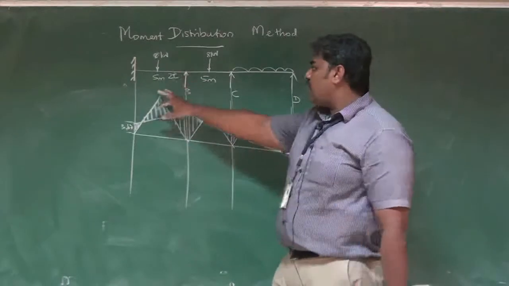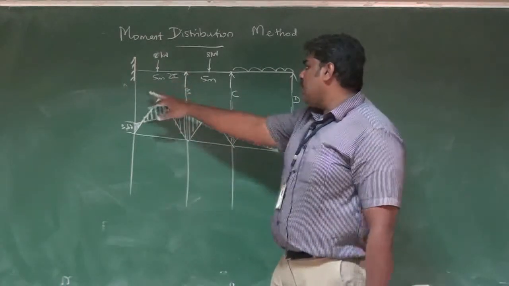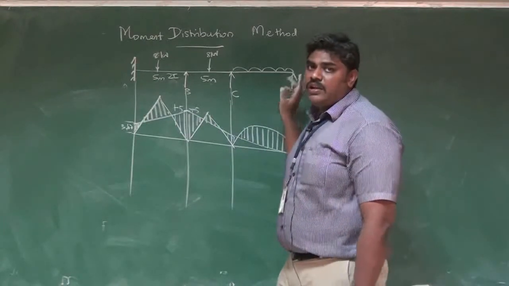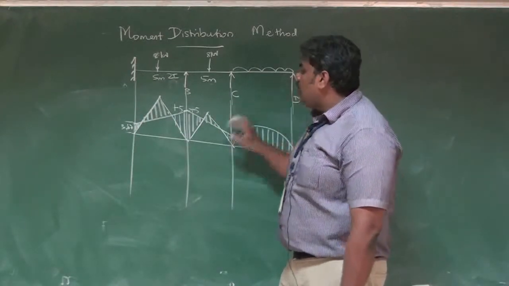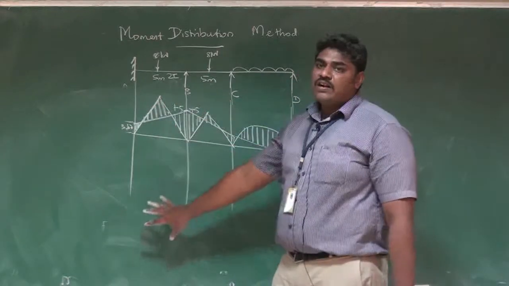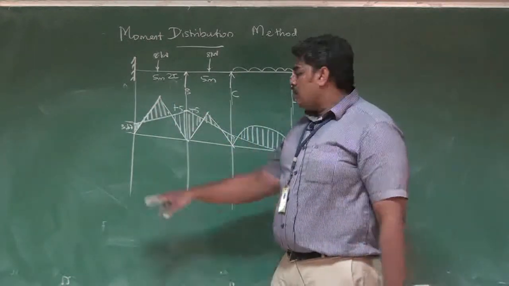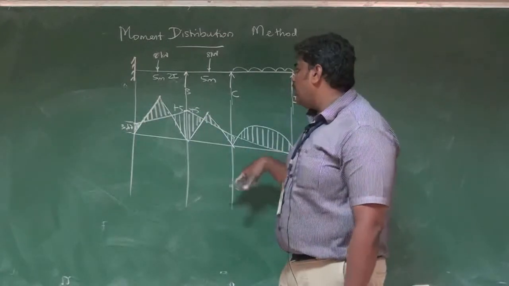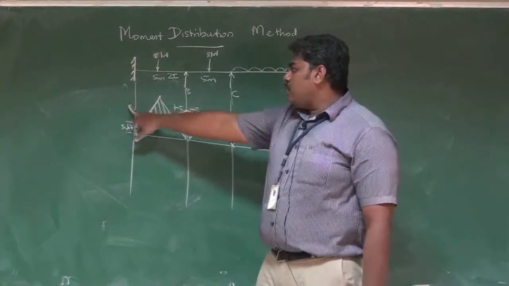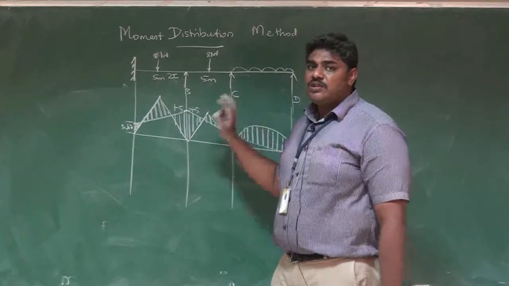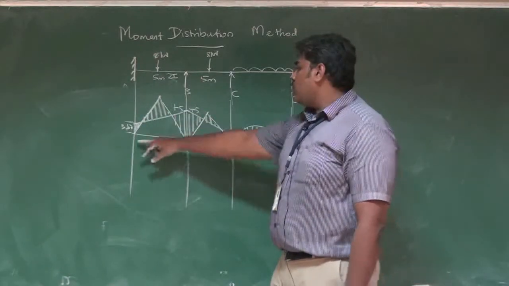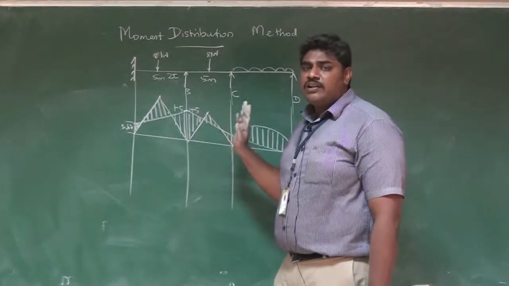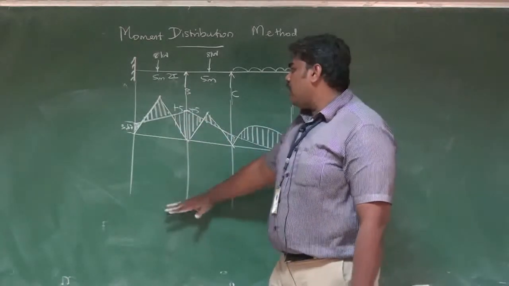So when the far end is continuous or fixed, it is I by L. When the far end is simply supported or hinged, it is 3 by 4 I by L. Based on this, the distribution factor will be arrived at. You have to put a table: joint, member, relative stiffness, sum, and then distribution factor. The third step will be moment distribution. You have to write the distribution factor first, then the fixed end moments, and then do the repetitive iteration technique till you get an errorless value.